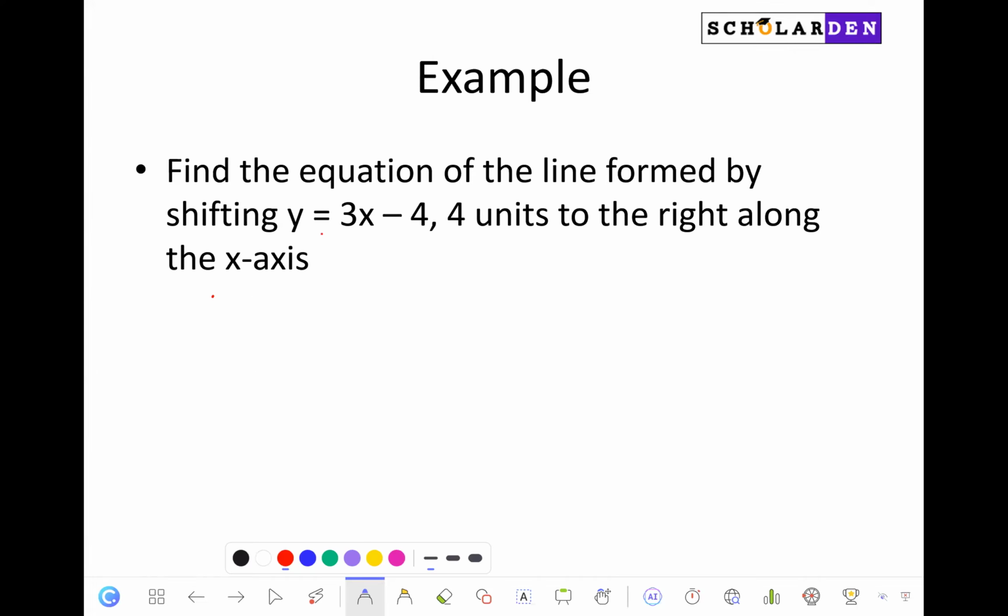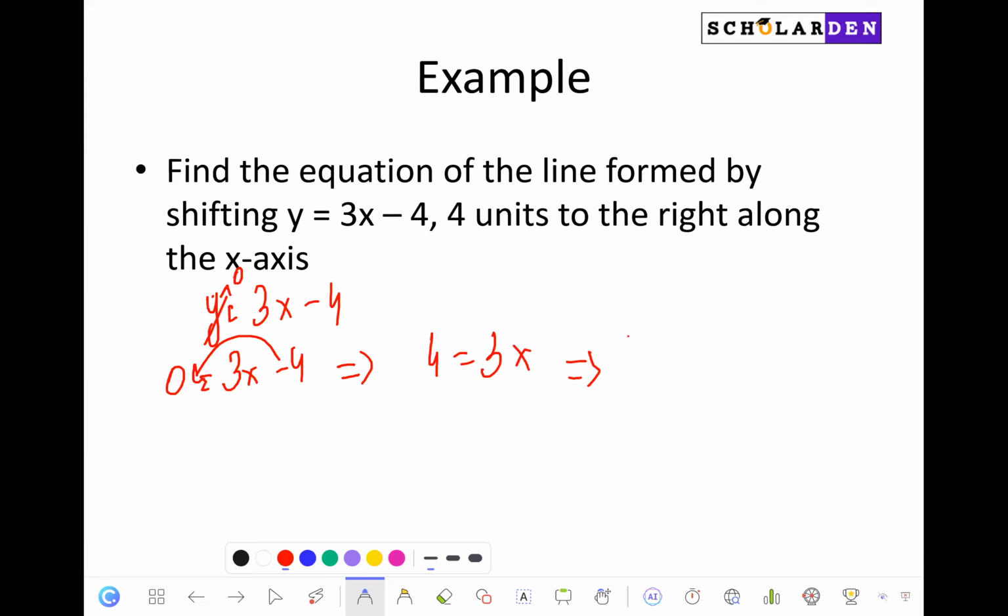Okay, and if we are supposed to find out the x-intercept, what we do is, y is equal to 3x minus 4. We plug in 0 instead of the y, and we get 3x minus 4. Okay, and then this should be equal to 0, and this implies that 4 is equal to 3x. We're simplifying. We take this to this side, and then we divide both sides by 3. So we get x is equal to 4 by 3. Okay, so this is our x-intercept.